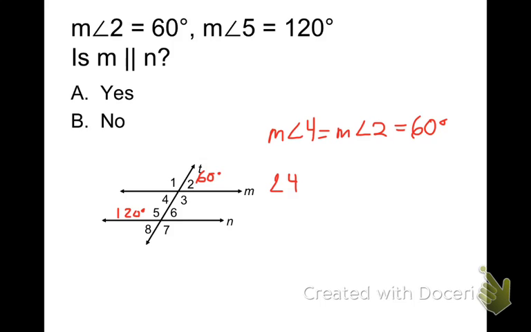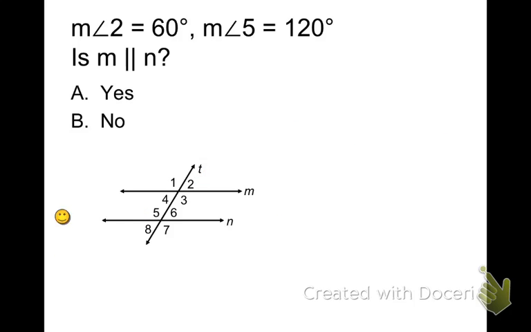Angle 4 and angle 5 are consecutive interior angles, and we know that if lines M and N are parallel, consecutive interior angles are supplementary. So the 60 degrees of angle 4 should add with the 120 degrees of angle 5, and if they are supplementary, if they add to 180, then we know that lines M and N are parallel. So 60 and 120 get us our 180 degrees. So lines M and N are parallel.